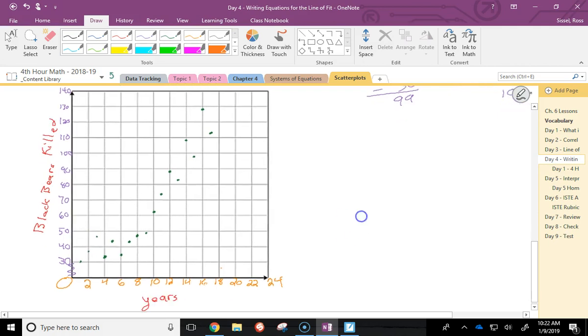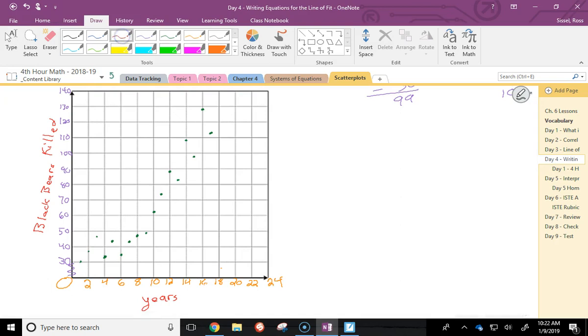Alright, gentlemen, I think I'm going to have to move our seat. We'll just spread this out. We got lots of space. Okay, yours should look similar to mine. You have your dots.